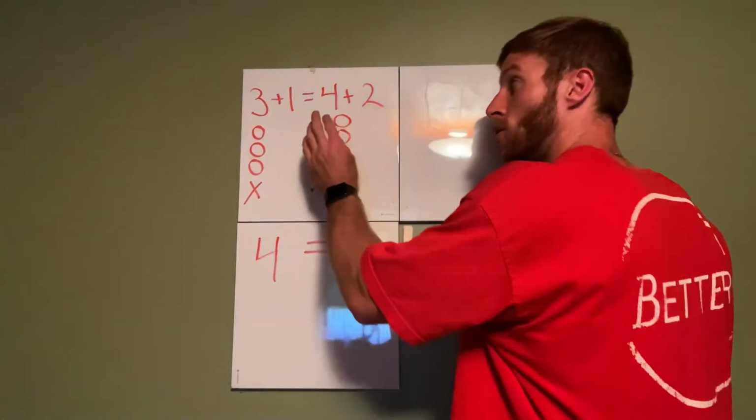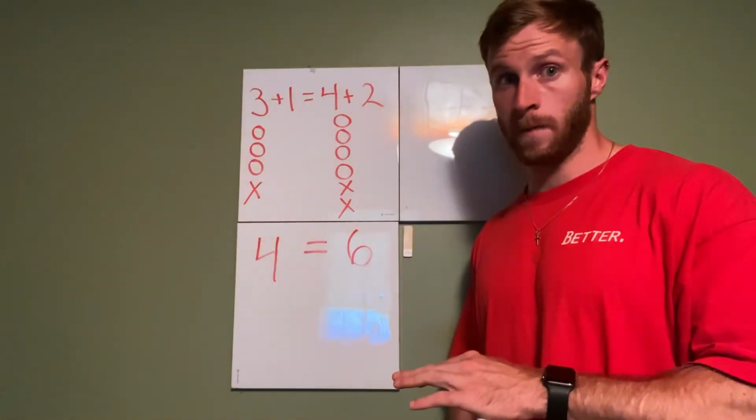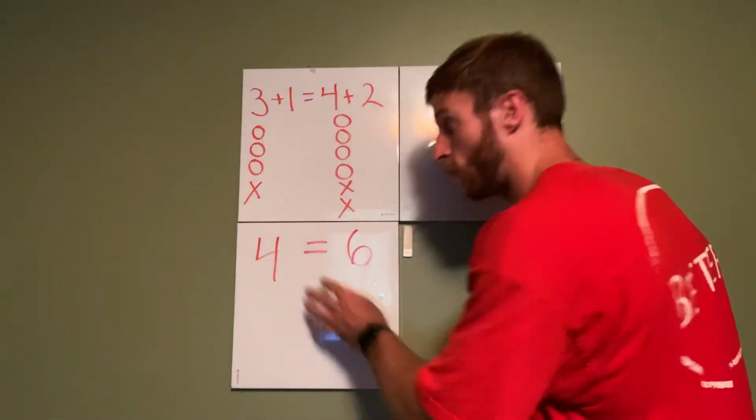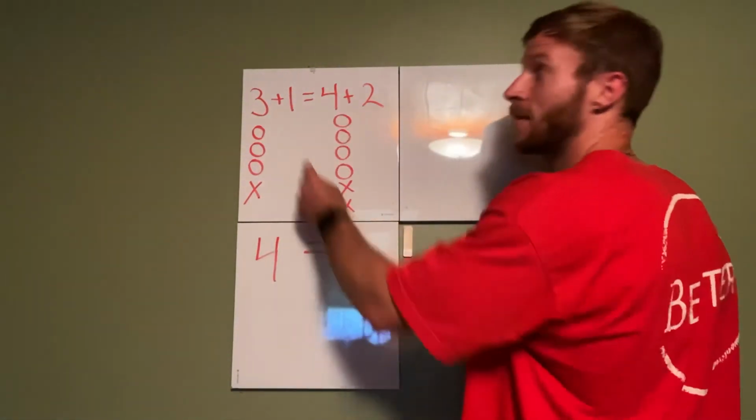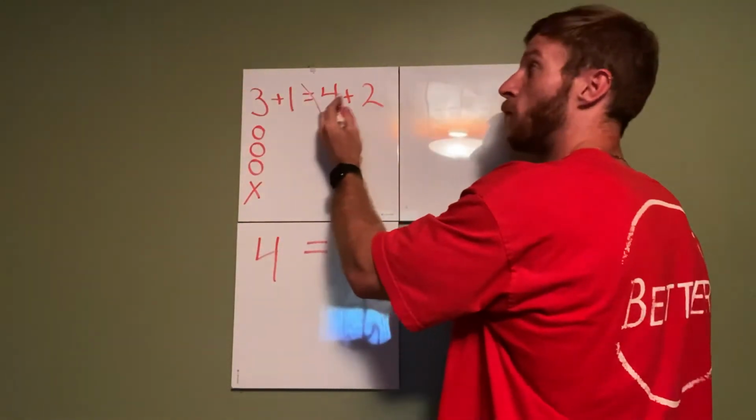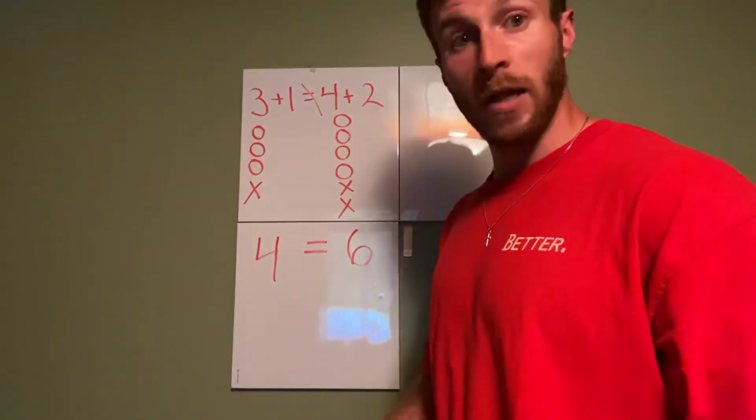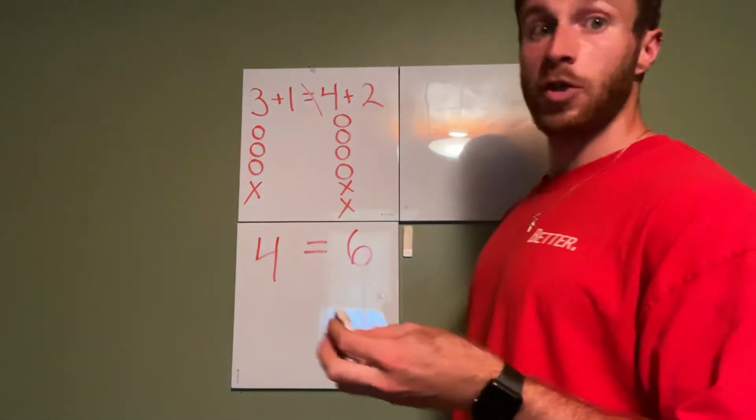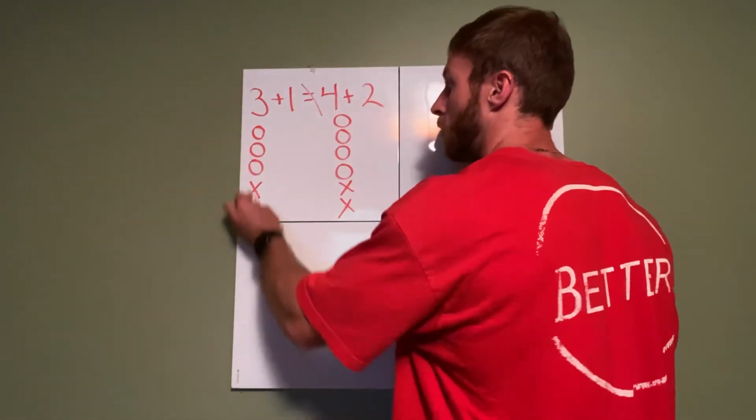So, do you think that this number sentence is true or false? I think it's false. Actually, I know it's false because we just proved that. 3 plus 1 equals 4. 4 plus 2 equals 6. So 3 plus 1 does not equal 4 plus 2. And we just solved that and realized that it's false. Okay? Let's try another one.